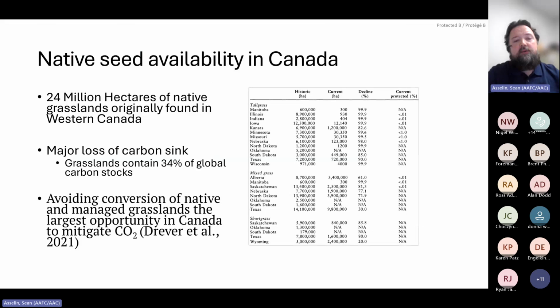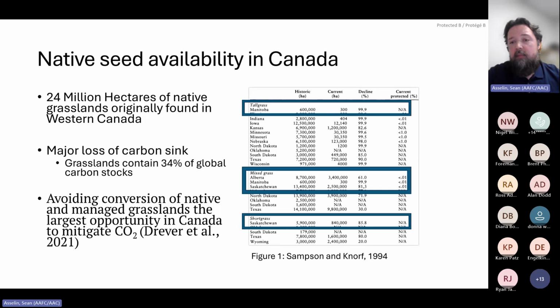Starting with a bit of context about native seed availability in Canada. Historically, 24 million hectares of native grasslands were found here. And we had a decline between 60 to 99% across Western Canada since the break-in of the prairie in the late 1800s through 1930s. I have a breakdown between Manitoba, Saskatchewan, and Alberta there. Going across the prairies, as we go further west, we see greater amounts of intact prairie, and that's largely due to the fact that these lands are often used in grazing systems. Maintenance of rangelands with native plants allows them to persist.